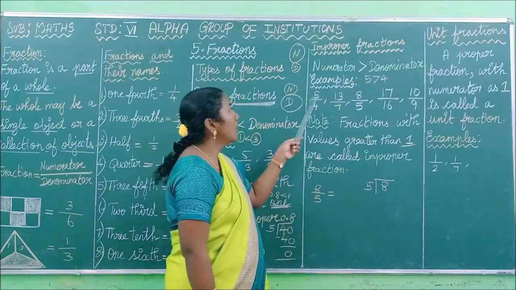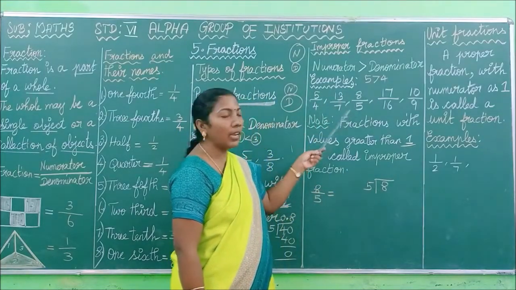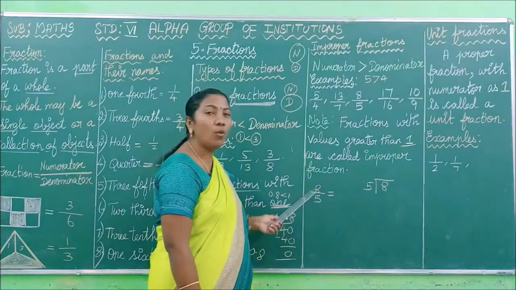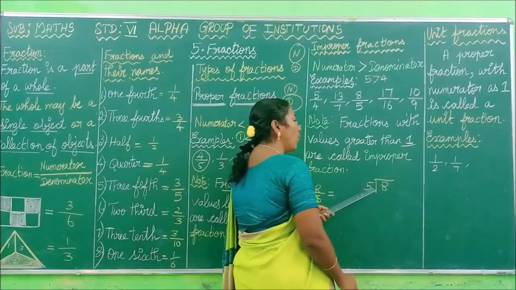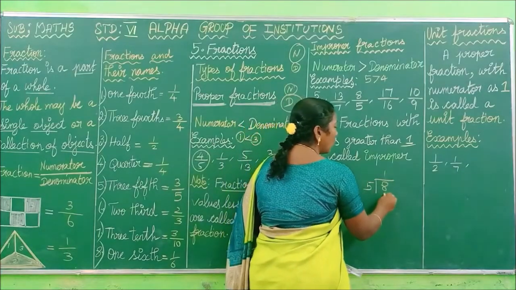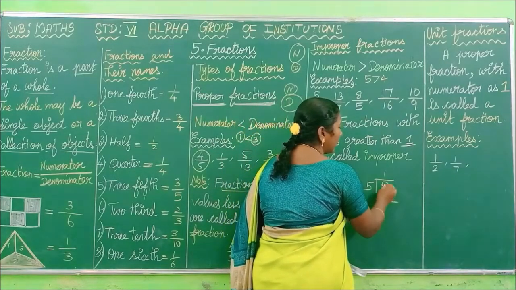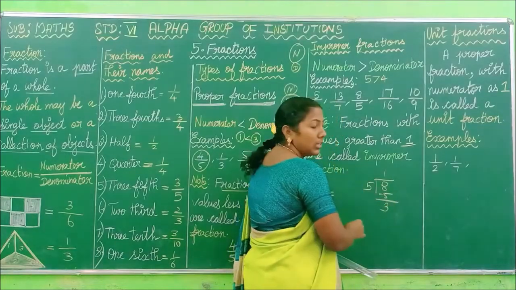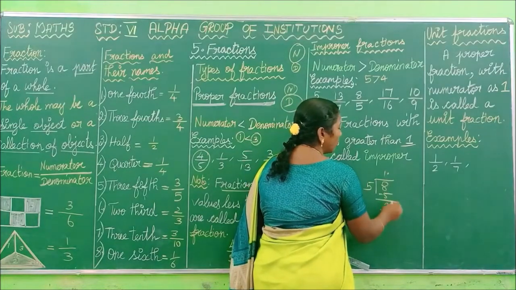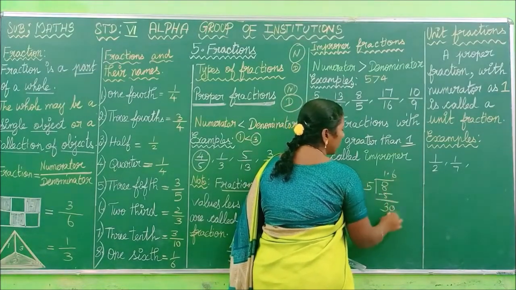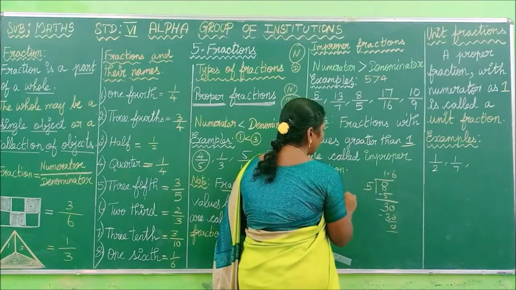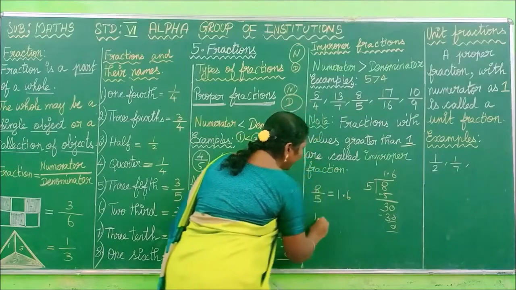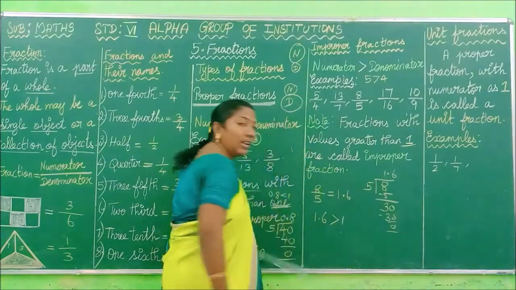See here. Consider one example, 8 by 5. Now I am going to prove the value of this improper fraction is greater than 1. Let us see. Now I am going to divide 8 by 5. So 1 5 is 5. Subtracting 5 from 8, the remainder is 3. Put a point in the quotient and add a 0. 6 5s are 30. So the remainder is 0. So its answer is 1.6. So 1.6, definitely the value is greater than 1.